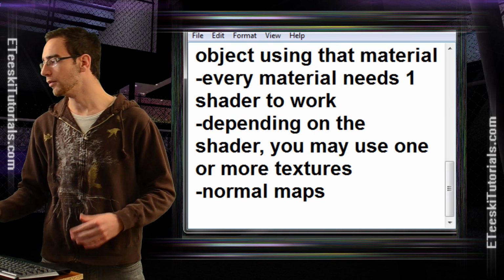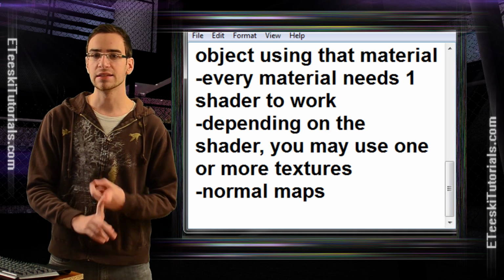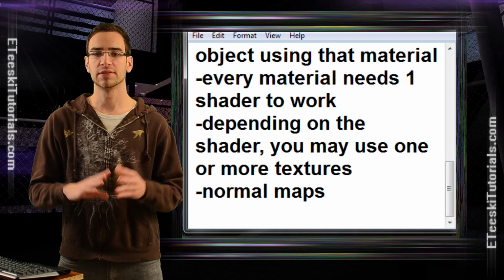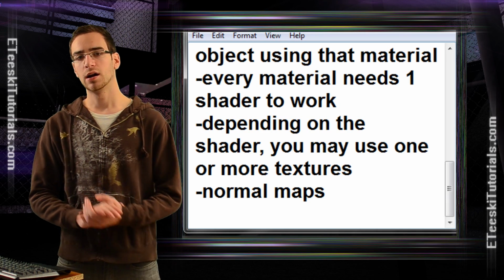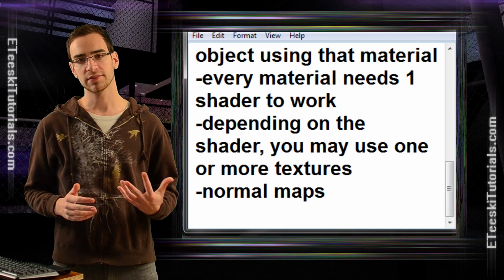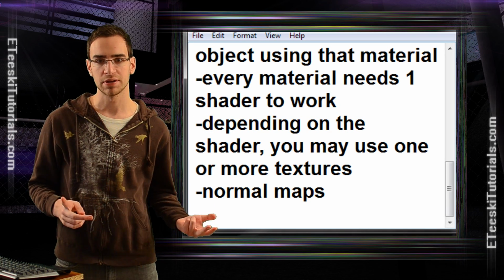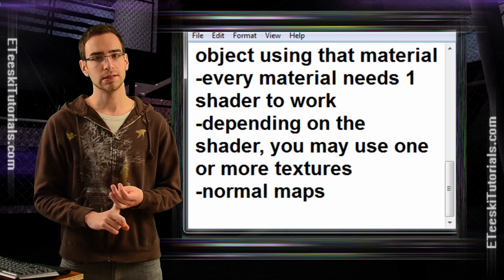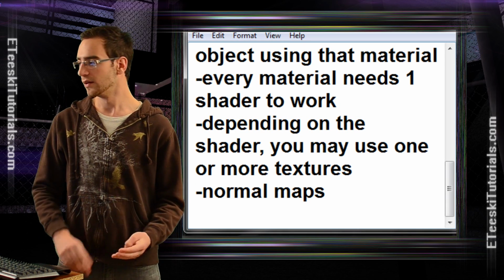So let's see. Oh, every material needs at least one shader. I mean, not at least, it needs one shader to work. So you take that material and you assign it a shader. Shaders, you can either have custom shaders that you get from external sources like the Asset Store or just somebody on the internet, or you can create your own shaders, and shaders are kind of like scripts.